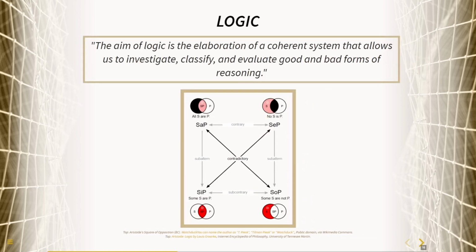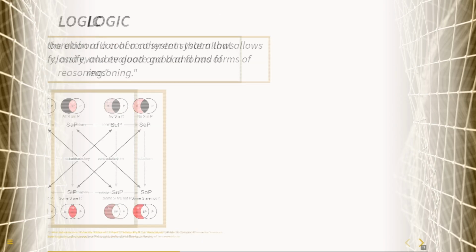So, the aim of logic is really the elaboration of a coherent system that allows us to investigate, classify, and evaluate good and bad forms of reasoning. An example of early systems of logic include Aristotelian logic, right? This is demonstrated using the square of opposition that you see in the image below. This particular logical construct allowed us to create all sorts of sequences of statements so that we were actually able to evaluate a particular line of reasoning.